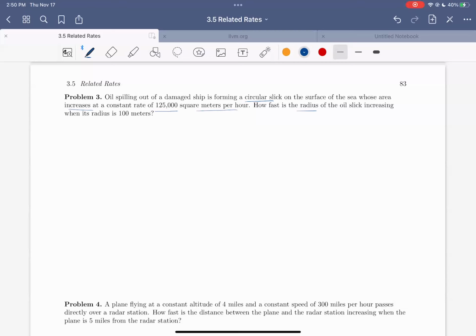So step 1, we draw a picture. Well, what picture should we draw? We are talking about a circular slick of oil. And what are we given? Well, we're given the change of the area of the circle is 125,000 square meters per hour. So what we're told is that the change of area with respect to time is equal to 125,000 meters squared per hour.